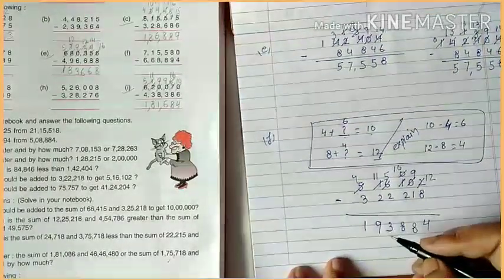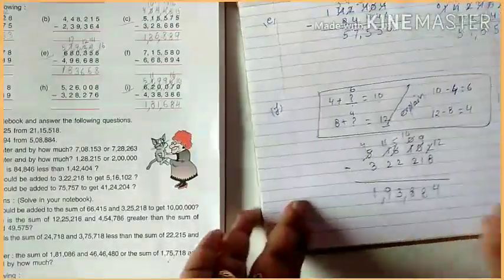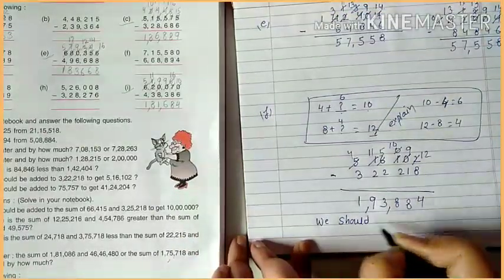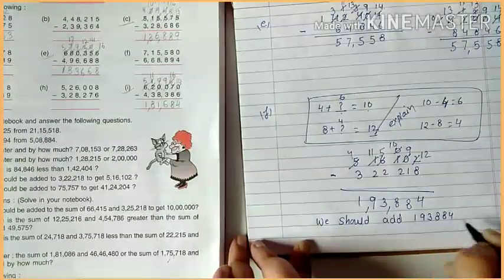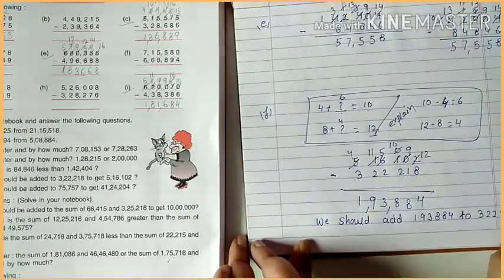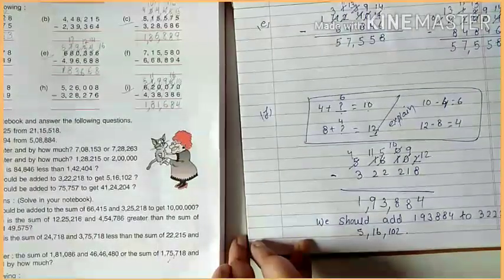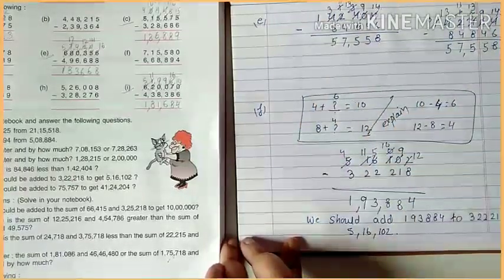So we should add 1,93,884. So the statement should be like that. We should add 1,93,884 to 3,22,218 to get 5,16,102. Okay children, copy this one. Don't copy this thing, you copy from here, okay.